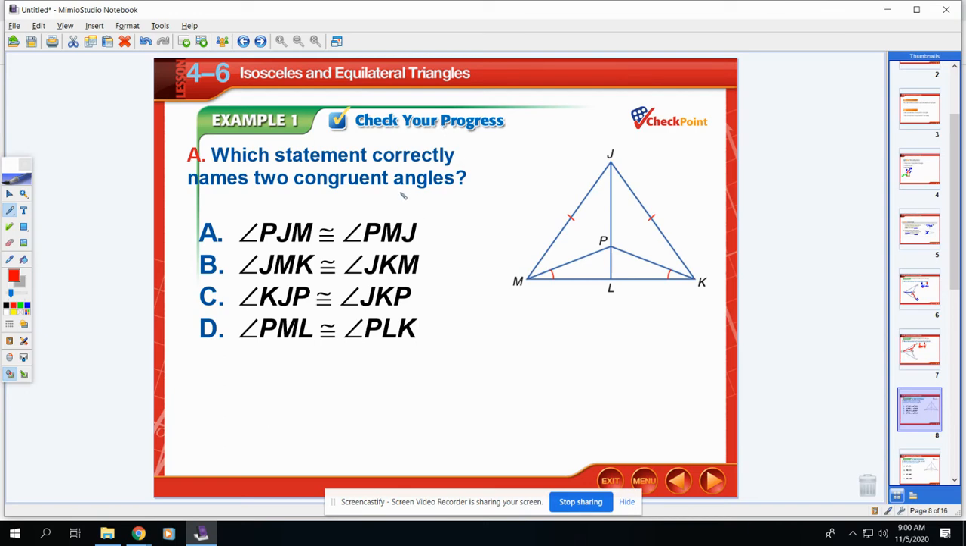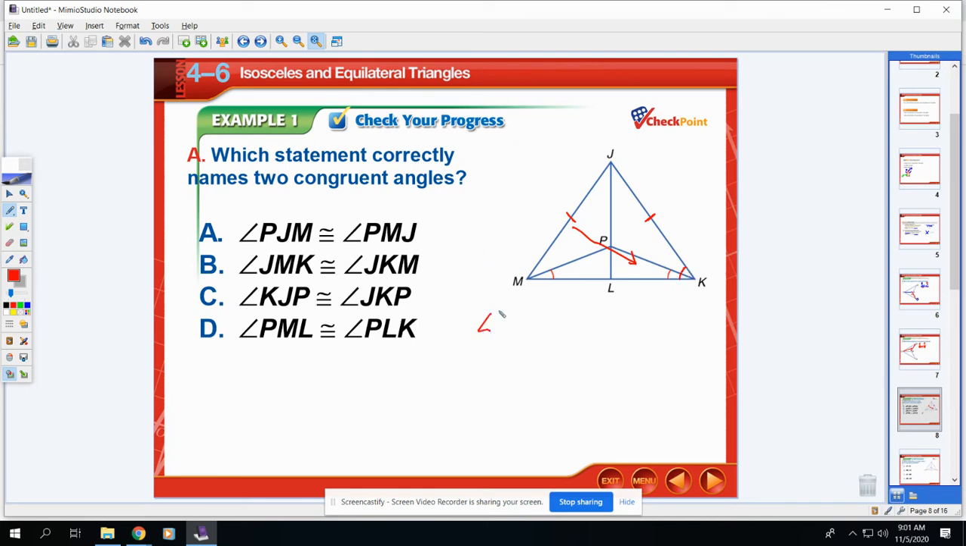Okay, which statement correctly names two congruent angles? So here, if we have these two congruent sides, then we will know that everything opposite these sides is going to be congruent. So if we look opposite of JM, that would be angle K, but this would be the entire angle K. So this is going to be MKJ, this whole angle here.